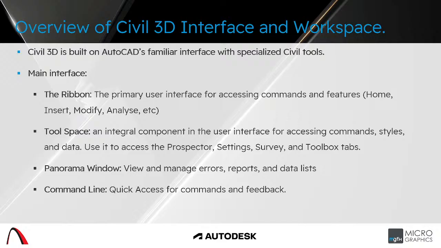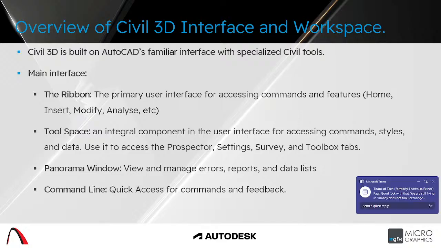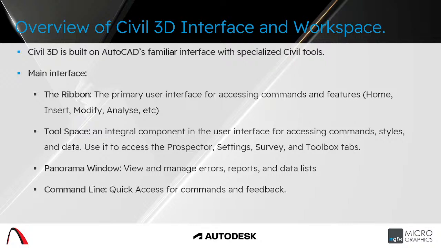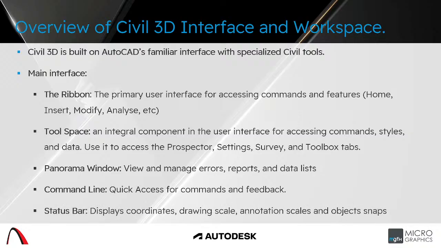And then lastly, the main interface includes the command line, where you can have quick access to commands and feedback within your Civil 3D interface. And then lastly, within the main interface for Civil 3D will be your status bar, where you will display coordinates, your drawing scales, and annotation scale, as well as your object snaps that are within Civil 3D.